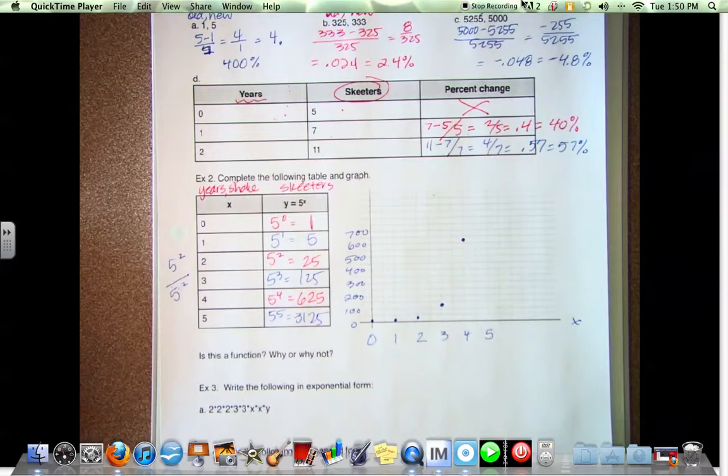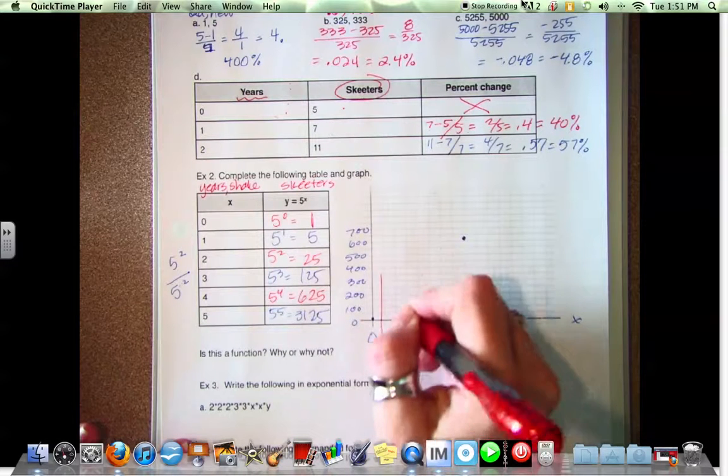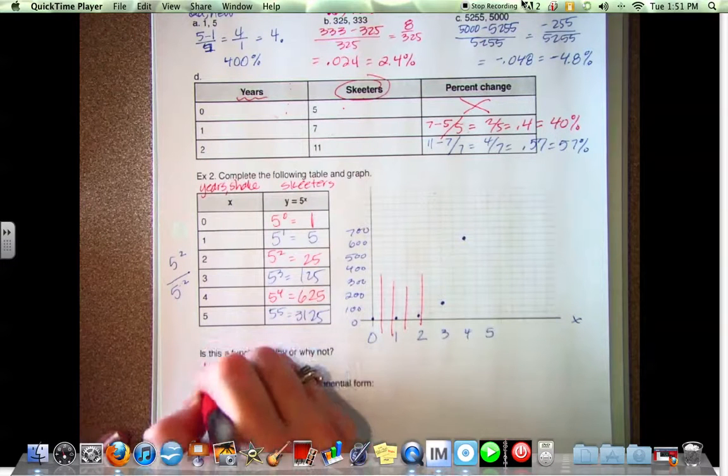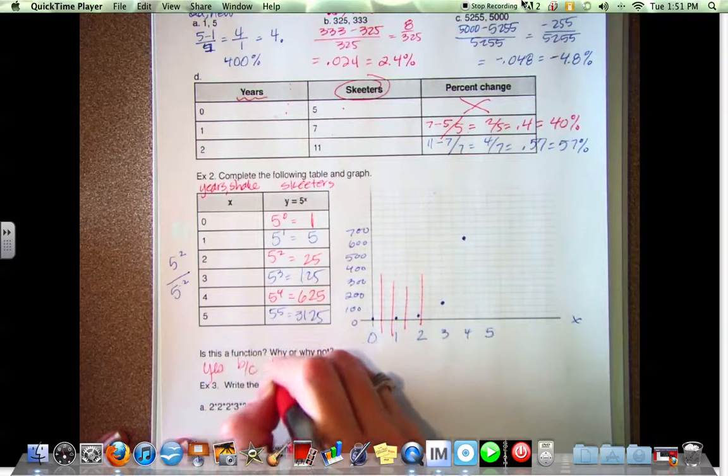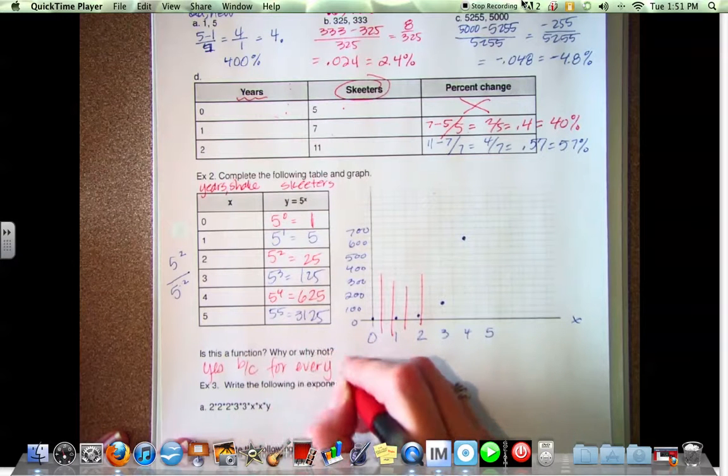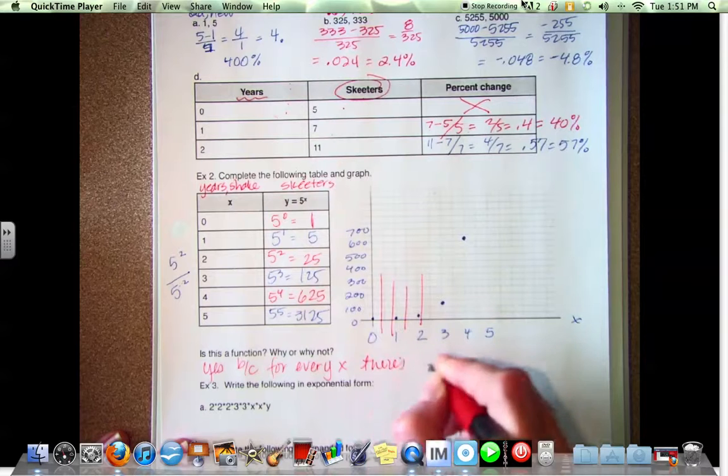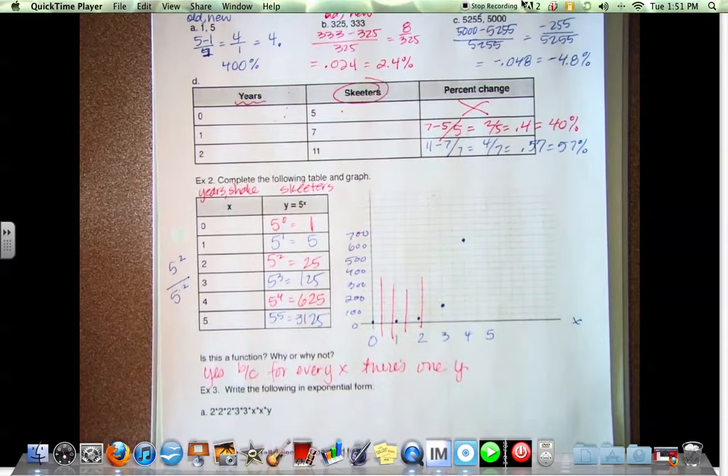So is this giving us a line? No, it's a curve. Is this a function? Function says for every x there's one y. Is the x repeating? No. Is it passing the vertical line test? Remember, when you draw a vertical line, is it just hitting the graph in one spot? So yes, it is a function because for every x, there's one y, and it passes the vertical line test.